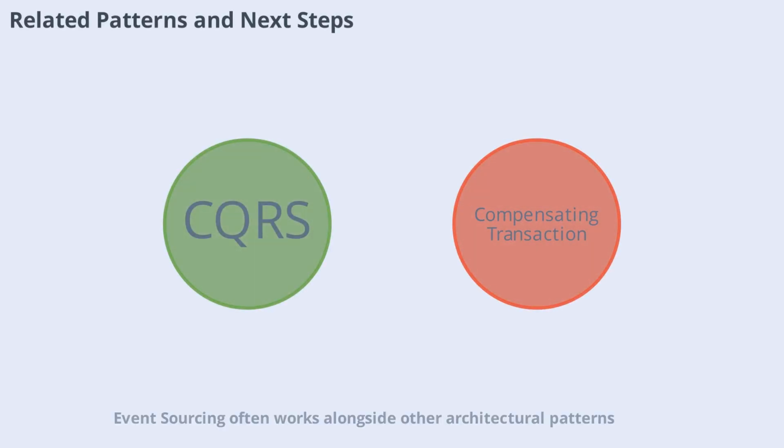Event sourcing often works alongside other architectural patterns. The CQRS pattern separates read and write operations for better scalability. The materialized view pattern creates efficient queryable views from event data. Compensating transactions allow you to reverse changes by adding new events, rather than updating existing ones. As you explore event sourcing, consider how these related patterns can help you address your system's unique challenges and requirements.